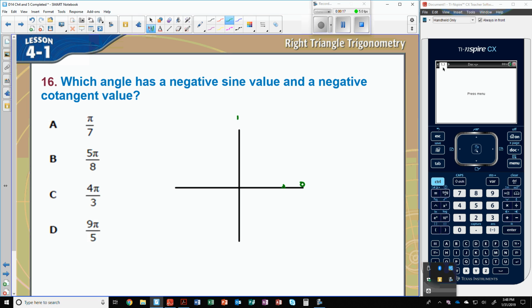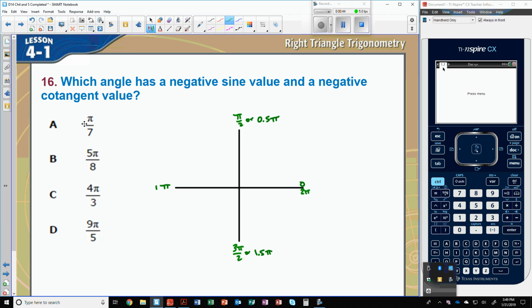that's 0. This is pi over 2. This is pi. This is 3 pi over 2. And if we went all the way around, this would be 2 pi. Another way of thinking about this is you could say this is 0.5 pi. This is 1 pi, and this is 1.5 pi. And again, all the way around would be 2 pi. Now, let's talk about where these would be located.